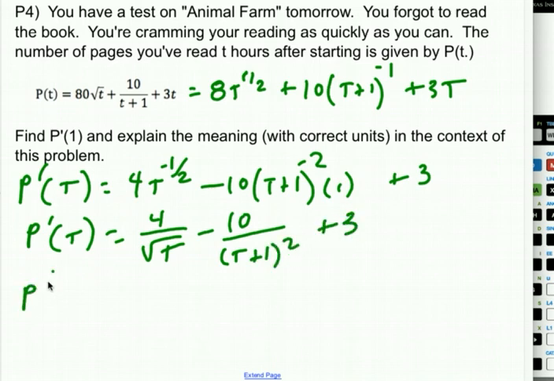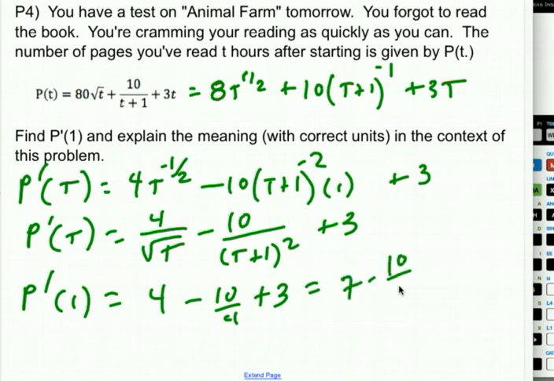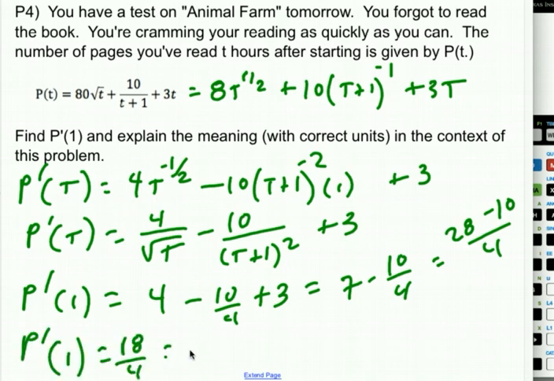And it's not going to be hard to find P prime of 1 then. Again, you could use a calculator. So 4 over root 1 is just a 4. This will be a 10 over a 2 squared, so that'll be a 10/4, right? And then plus 3. So I get 7 minus 10/4. That's 28 fourths minus 10 fourths, so I'm going to get 18 fourths. So my P prime of 1 is either 18 fourths, or you can write it as 9 halves, or you can write it as 4.5. I don't care. Either way, it is measured in pages per hour.